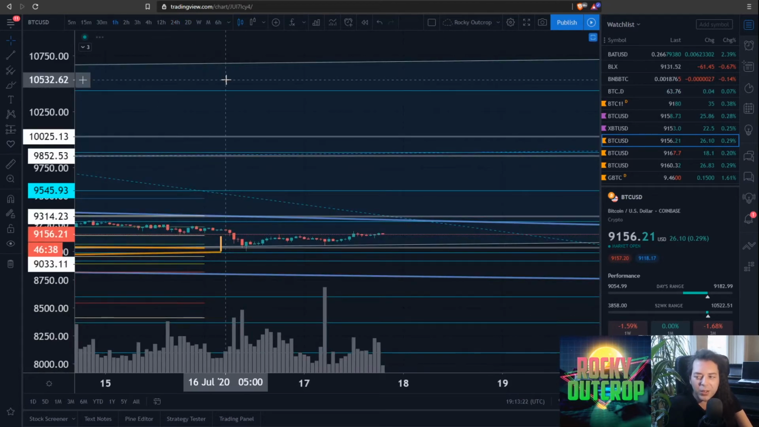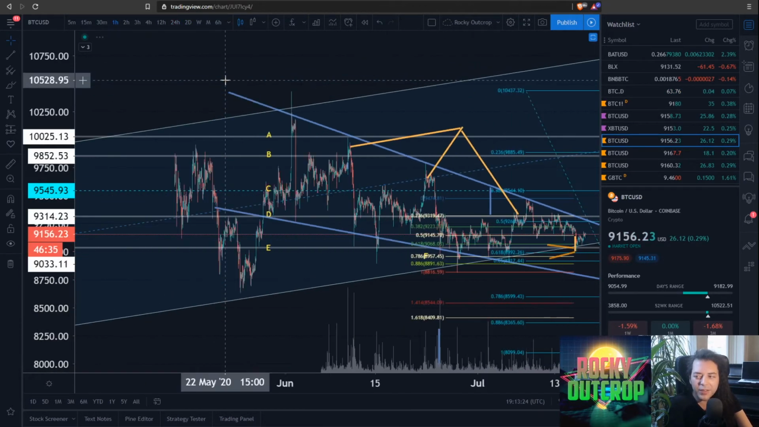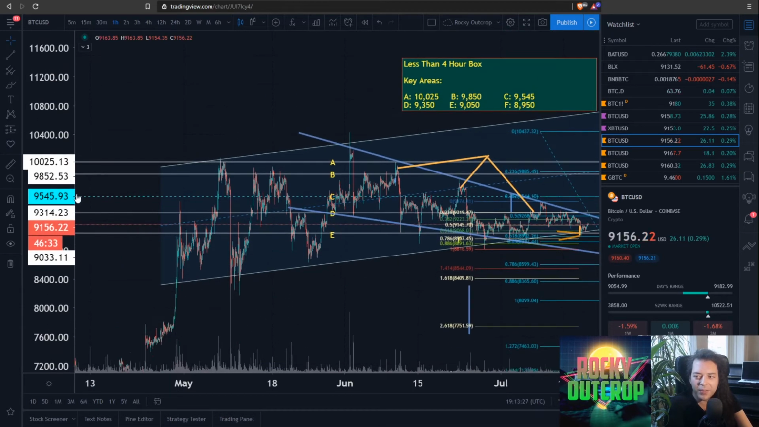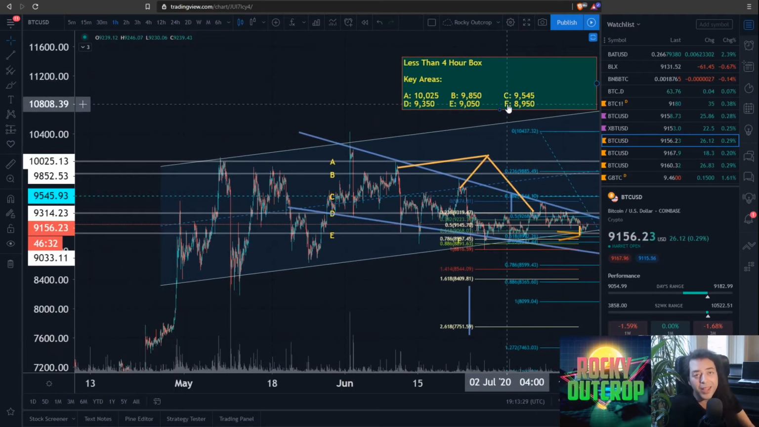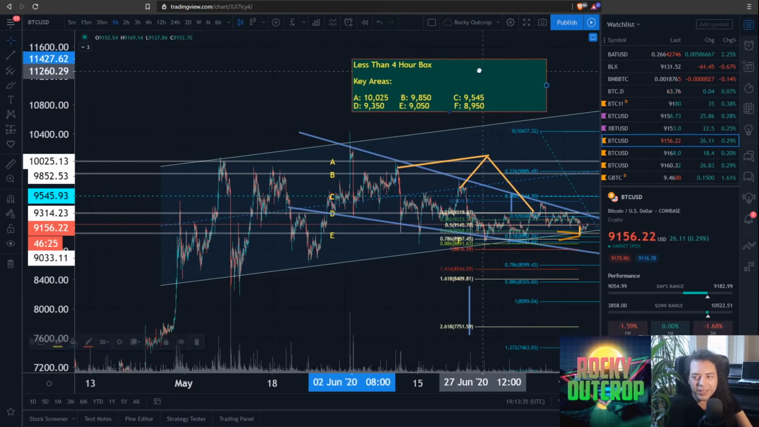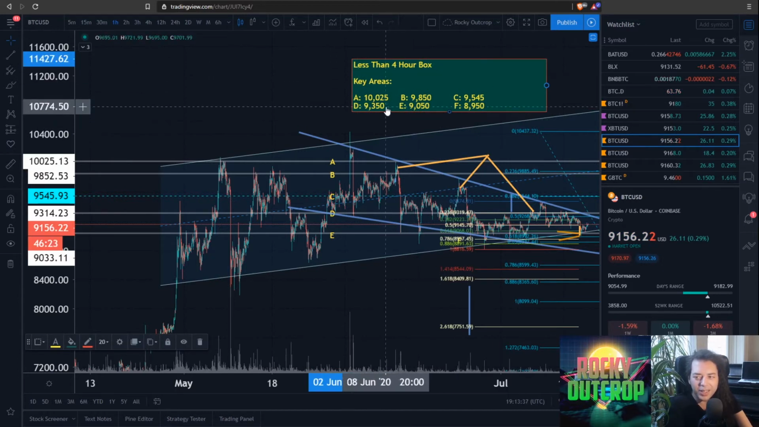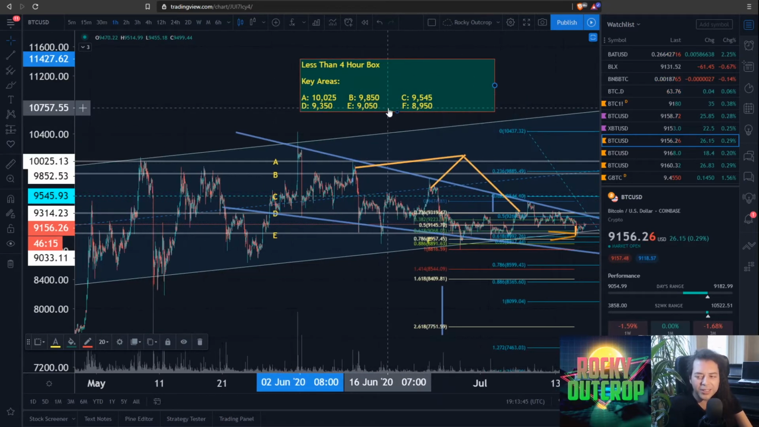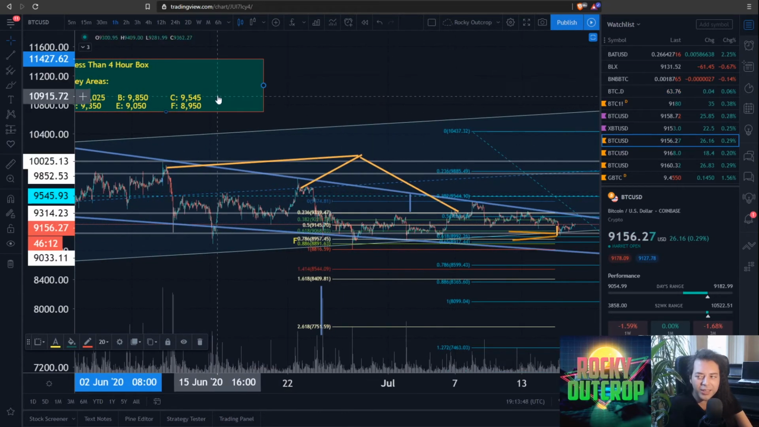Like actually closing down below 9,050. And if I go down to the 1 hour time frame, where we've got various notes, by the way, on the channel, quite often I put notes across different time frames. This is the one that we have here in terms of price targets on the less than 4 hour box, and we're calling it. And you can see 9,350, 950, 8,950, 9,545. These targets are really quite crucial, and they still are. They remain so, even days and days after having drawn these out on the low time frames.